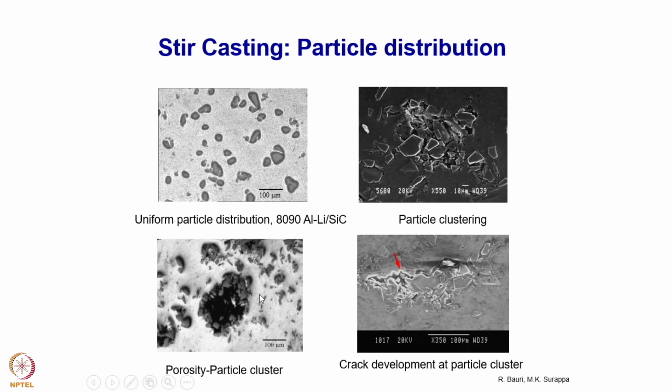The particle clusters can also get associated with the porosity. So here you can see an association of a particle cluster and a pore, and this is again not good for the composite because these sites can also act as crack nucleation sites and lead to early fracture. Okay. So the point to take home here is that you should have a composite material in which the reinforcement phase is homogeneously distributed for having good or improved properties in the material.